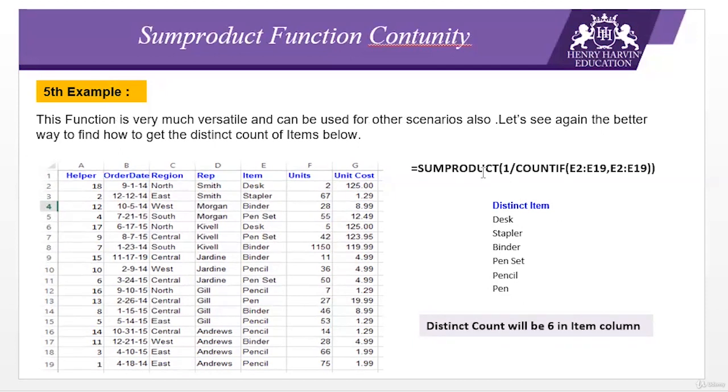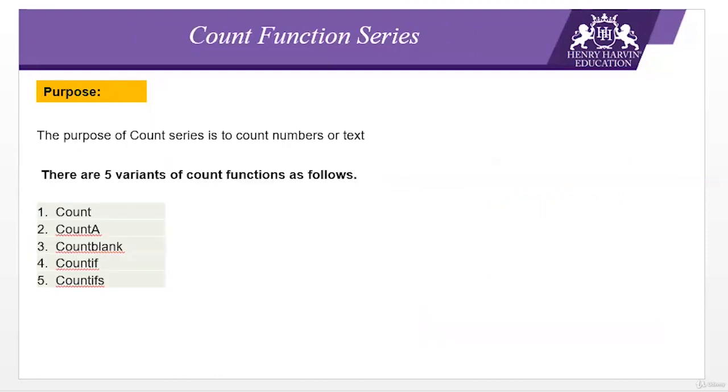If pan set is repeated 4 times here, we are giving 0.25, meaning 25%, to each. So this is how we are using the sum product function and getting the output. So this is also done now.